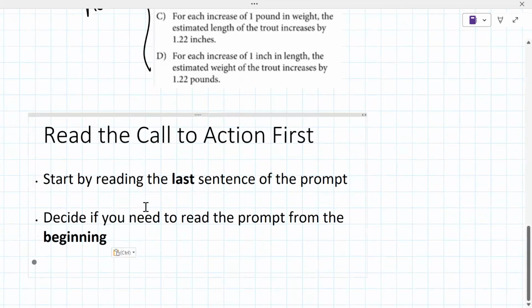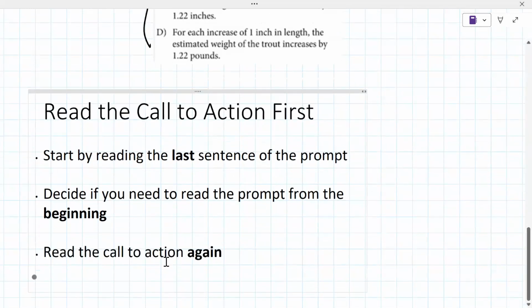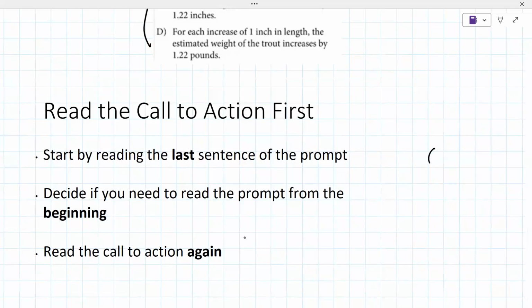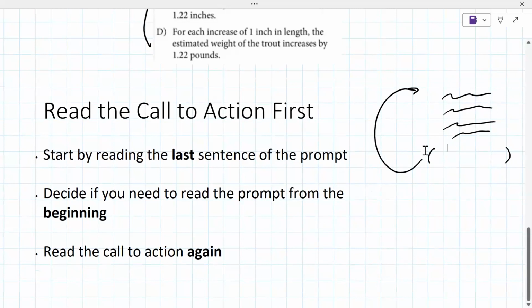After you read it, you decide if you need to read the prompt from the beginning. Basically decide, do I actually need to go back and look at the rest of the problem? Or maybe you can just solve it from there. If you do have to go back to the beginning of the question, you want to read the call to action again. What this does is it trains your brain. You read this call to action, then you go back to the top and you start reading. Your brain is looking for the answer. It's looking for the information you need. Then you read it one more time to make sure that's the thing you're trying to find.